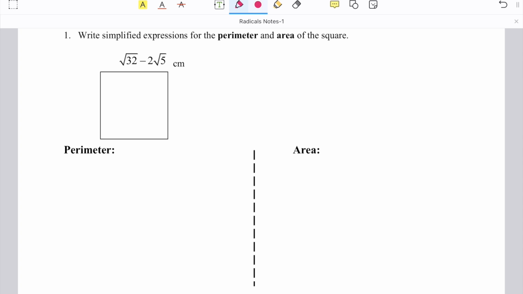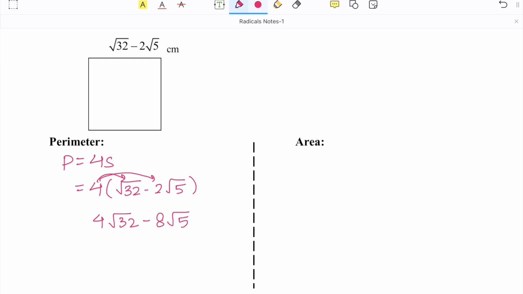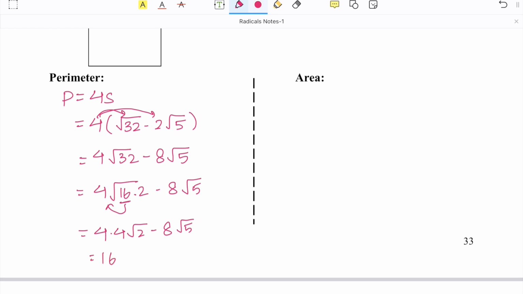Okay, so the side is given to us and the perimeter of a square is 4 times side, which is 4 times root 32 minus 2 root 5. So 4 times 32 is 4 root 32 minus 4 times 2 is 8 root 5. 32 can be simplified into 16 times 2 minus 8 root 5. 16 can come out. It'll be 4 times 4 root 2 minus 8 root 5. So it'll be 16 root 2 minus 8 root 5 centimeters as your answer. Don't forget about the units, you guys.